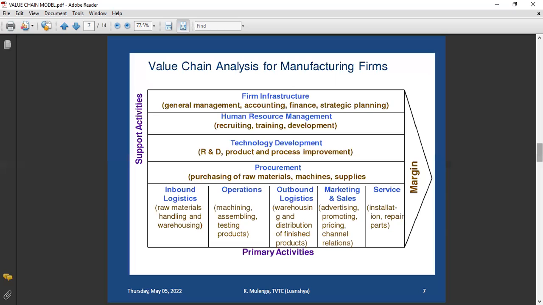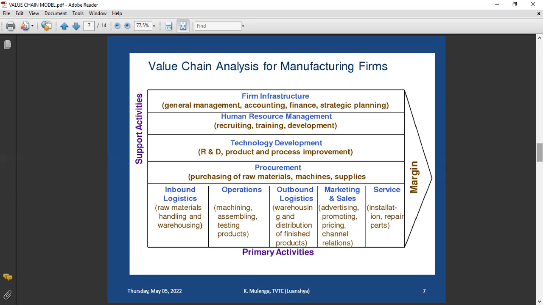So if you zero in on a manufacturing company, the value chain will look like this. Under inbound logistics, you have raw materials handling and warehousing. Under operations, that is converting raw materials into finished products, we have machining, assembling, and testing products. Under outbound logistics, we have warehousing and distribution of finished products. Under sales and marketing, we have advertising, promotion, pricing, channel and channel relations. Then after-sales service, you have installation and repair parts. So we're talking about installation and maintenance.